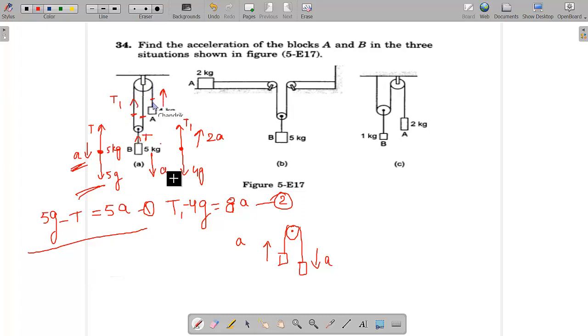Yeah, this is the full string. Yeah, this is a separate string. This 4 kg one starts from here and ends here, all the way around the pulley coming up to here. Understood, no? So the thing is, this is a separate string and this one is a separate string.